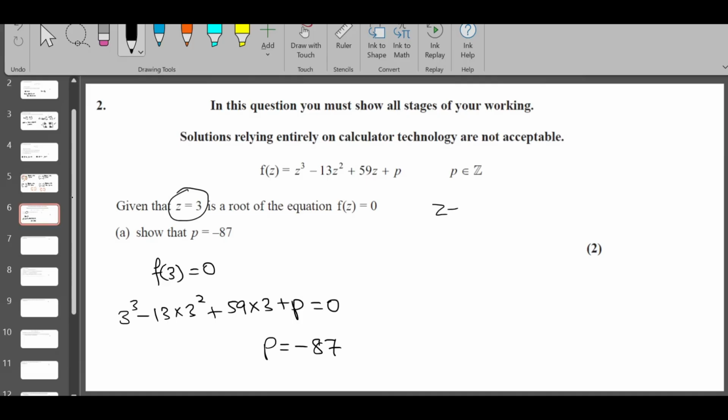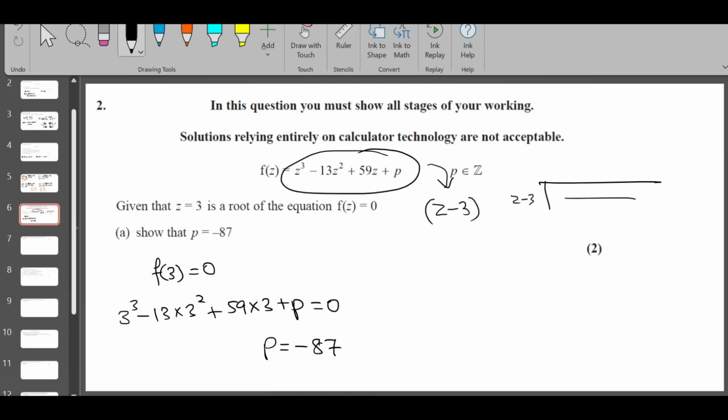So z minus 3 is a factor of this function. You can use the long division method or the comparing the coefficient method. I'm going to show you the comparing the coefficient method. When you divide f of z by z minus 3 using long division, the remainder is going to be 0. You will get a quadratic function here.